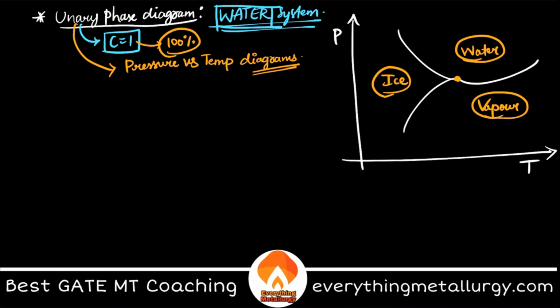Okay, and of course, at 1 atmosphere, let's say if you draw a straight line, something like this is 1 atmosphere. Then what are these intersections? What is this temperature and what is this temperature? Anybody?